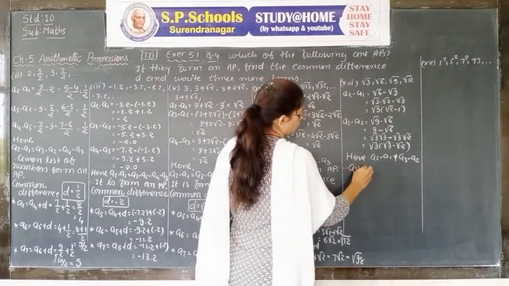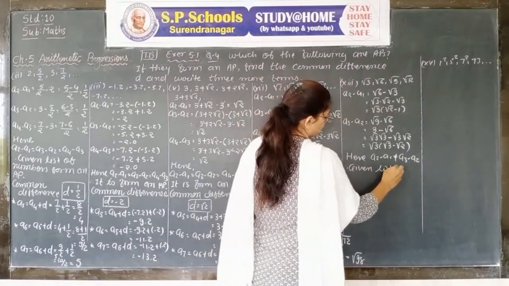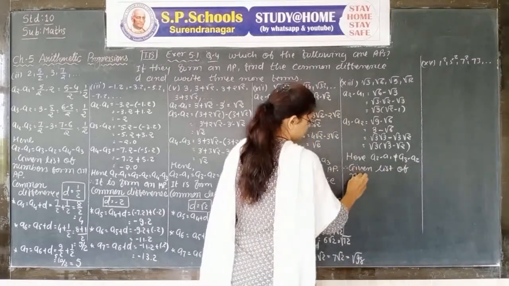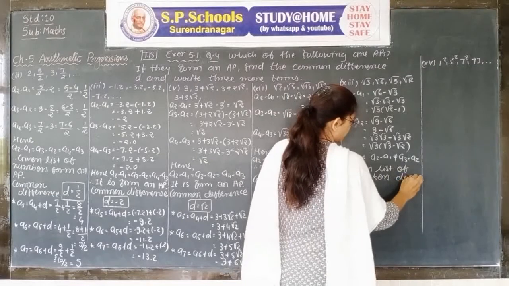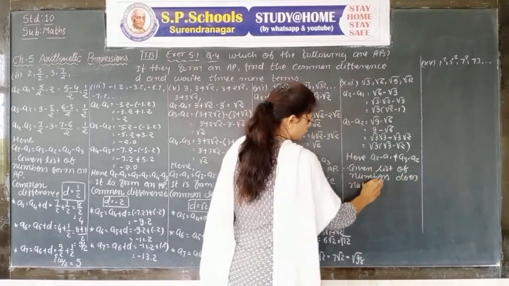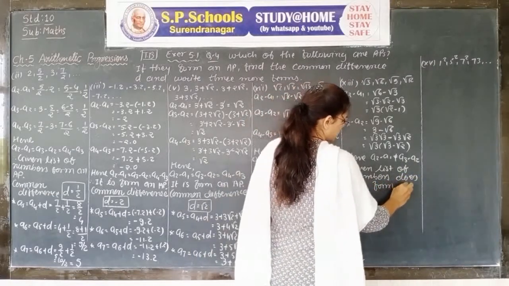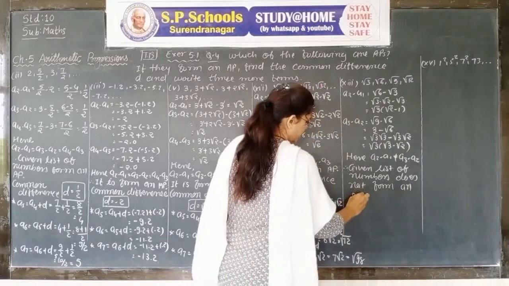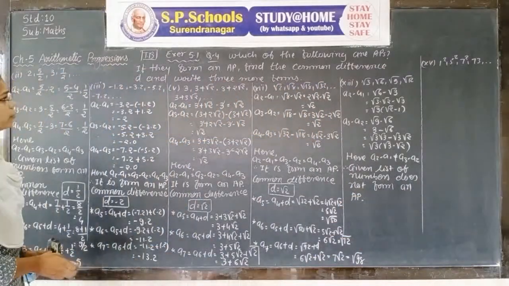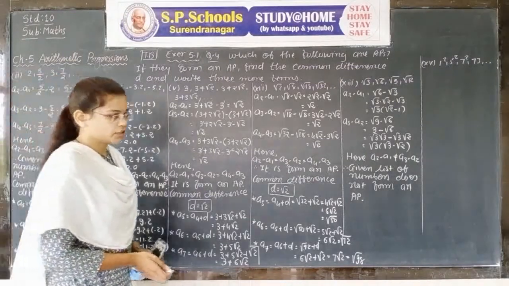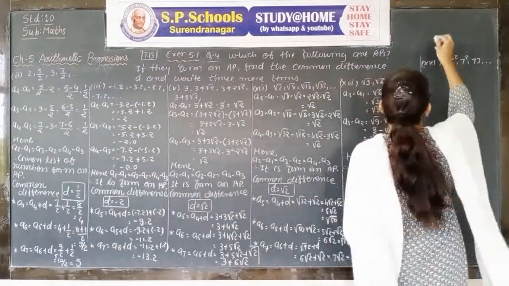Therefore, the given list of numbers does not form an AP. There is no need to write the common difference and no need to find the next three terms. Let us see the last one.